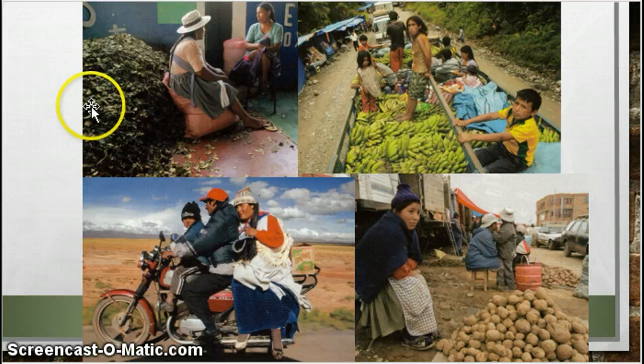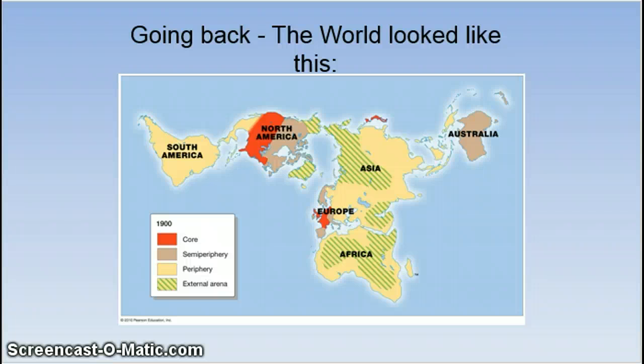So in the periphery, still that primary sector, that agriculture, and a kind of cool picture of a family on a motorcycle. And those are all in Bolivia, so a very poor country, a very developing country. So 1900, just reminding that, you know, it was the countries that first were able to industrialize that became the core.